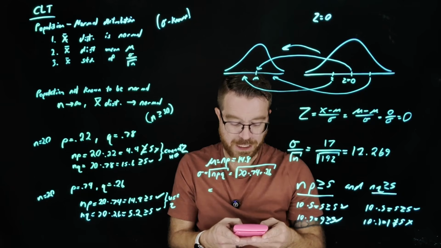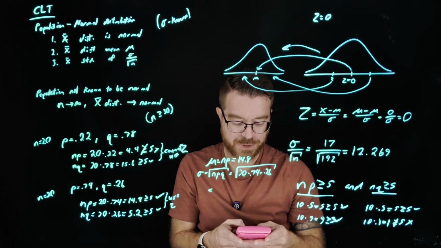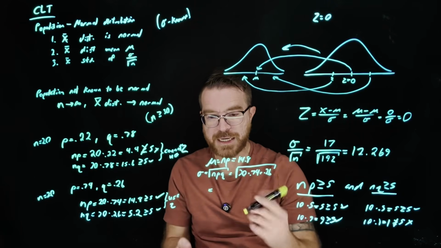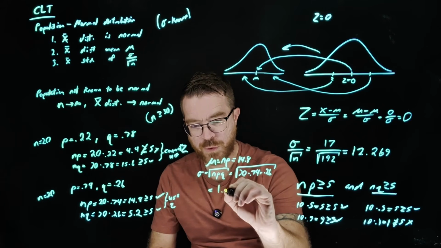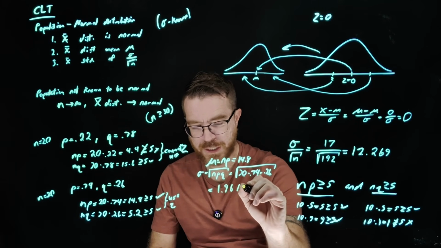So 20 times 0.74 times 0.26, and I get a standard deviation of 1.9616.